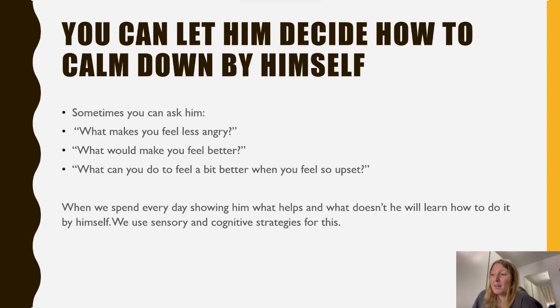You can also let him decide how to calm down by himself. This is a good way for him to learn how to self-regulate. So sometimes you just ask him, what could make you feel less angry, or what will make you feel better? What can you do to feel a bit better when you feel so upset? So you give him the chance to decide by himself what he can do to calm down. Sometimes they are looking to you for answers, and they actually know what to do, and sometimes it will surprise you.